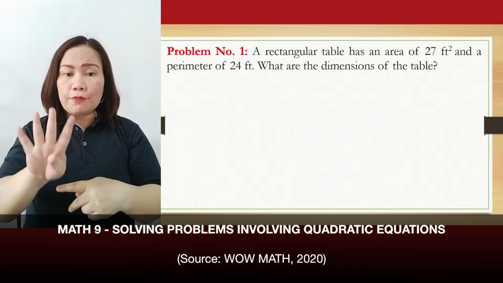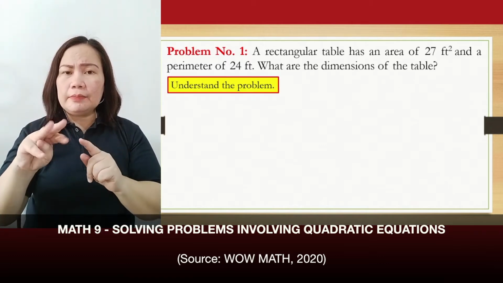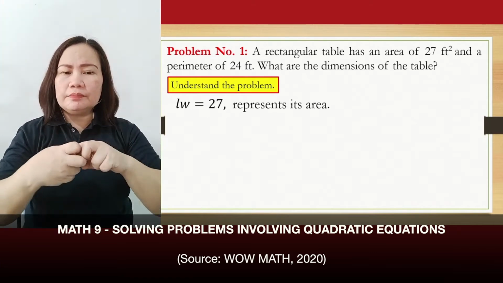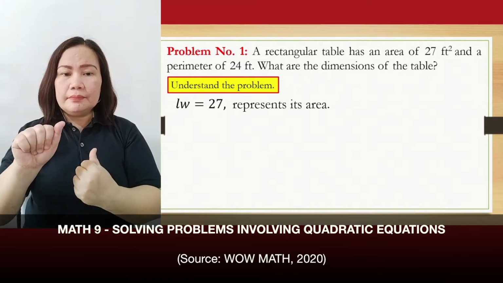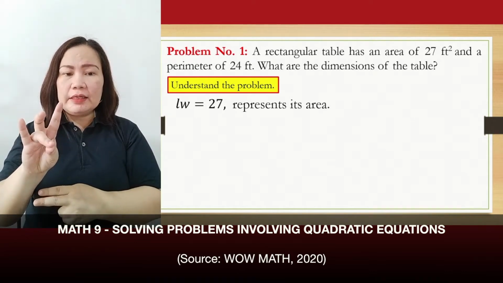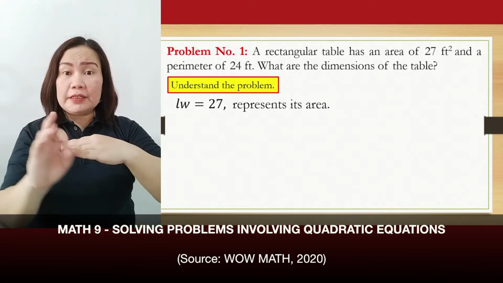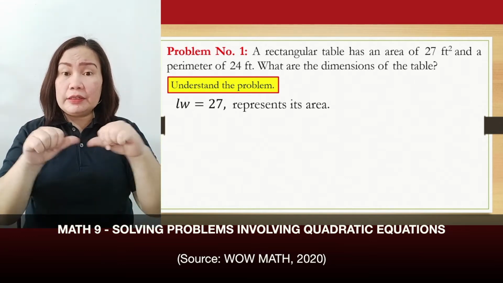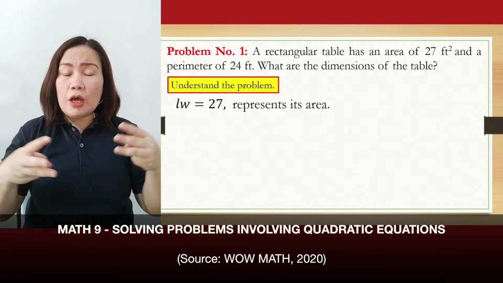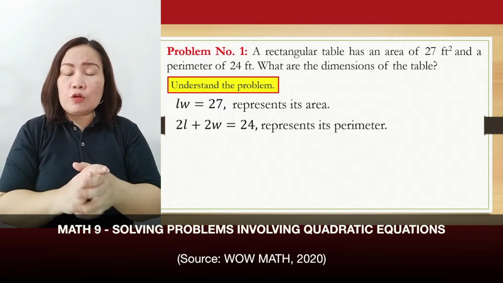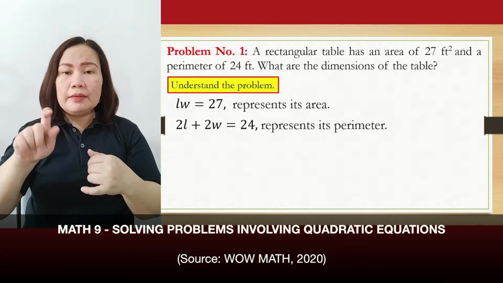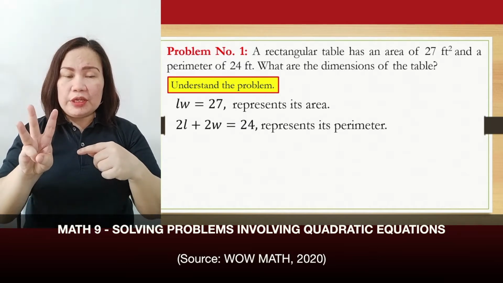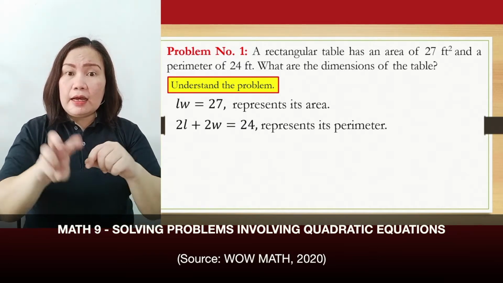First, for us to solve the problem, you have to understand the problem. In the given problem, it says that the area of the rectangular table is 27 square feet. We all know that in finding the area of a rectangle, that is length times width, and that is 27. Now, the perimeter is the sum of twice its length and twice its width, and that is 24. So first, you have to understand the problem.